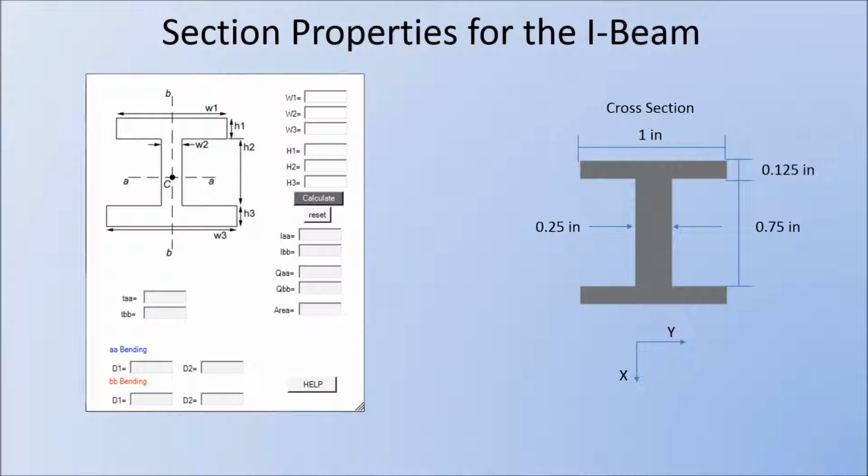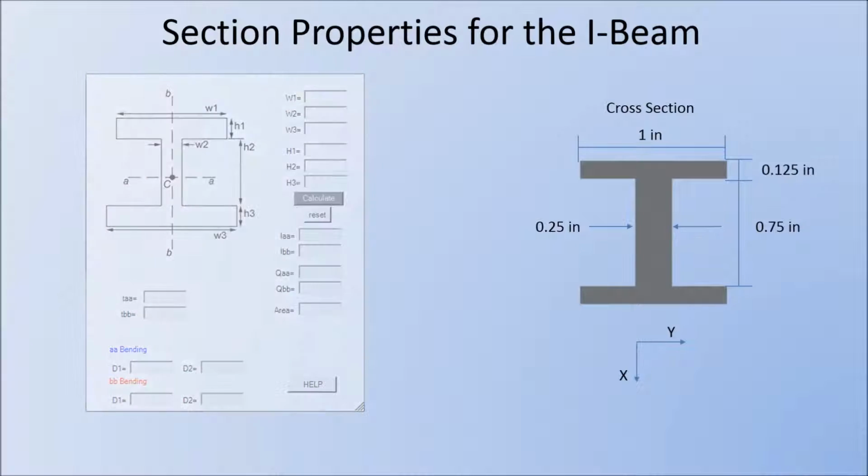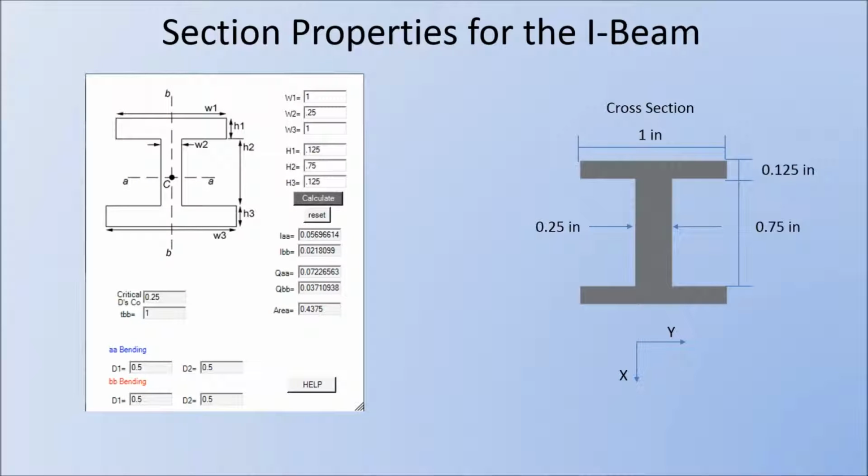Our cross-section is shown on the right, and once we have input the flange height and thickness, as well as the web height and thickness, into the W1, W2, W3, H1, H2, and H3 boxes, you can press Calculate and it will calculate the moments of inertia, the first moment of area, the thicknesses, the area, and critical distances. Once that is done, you'll see this screen for this particular problem. Now, to correspond with the axes we've chosen, IAA will correspond to IY, and IBB will correspond to IX.